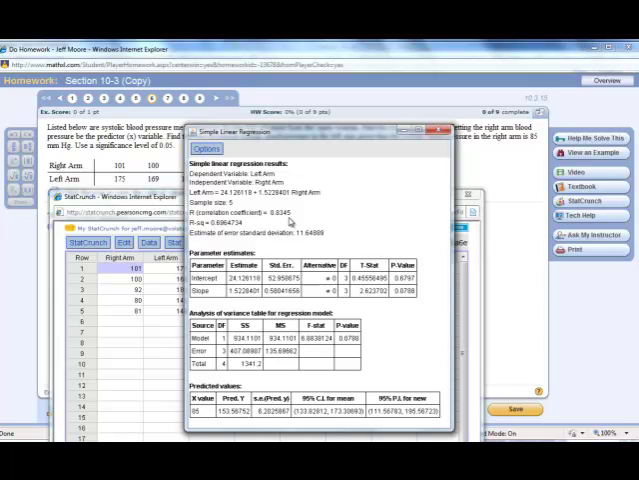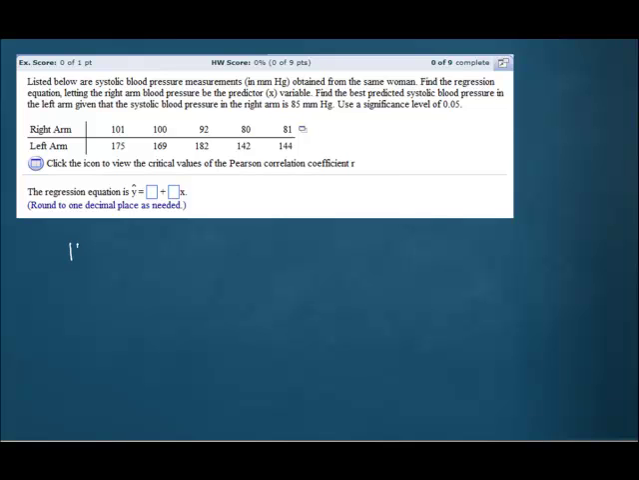Now let's see what the hypothesis test would look like. We'll test whether or not rho, the population correlation coefficient, is equal to 0. If rho is equal to 0, it means that there is no significant relationship. If rho is not 0, then it indicates that a relationship does exist.